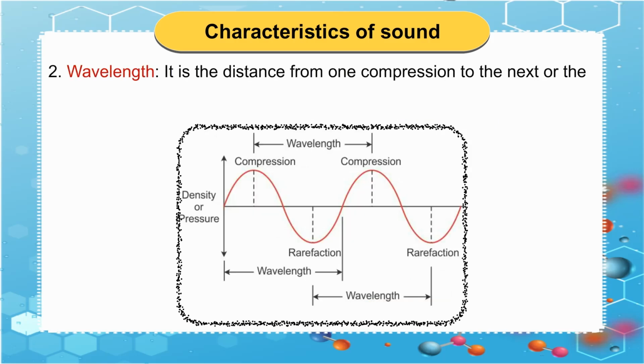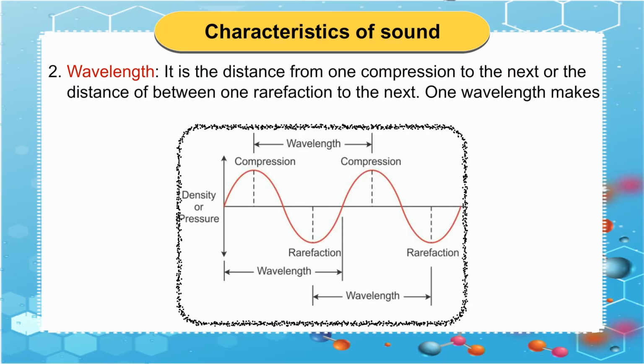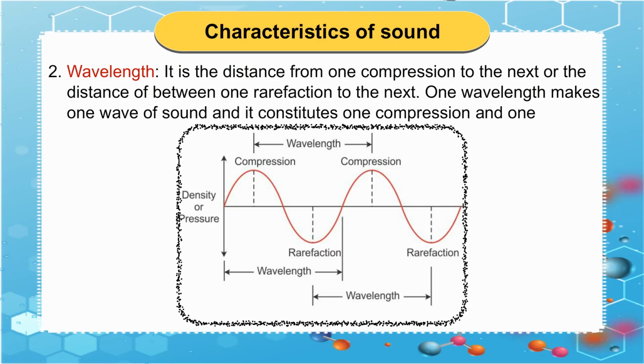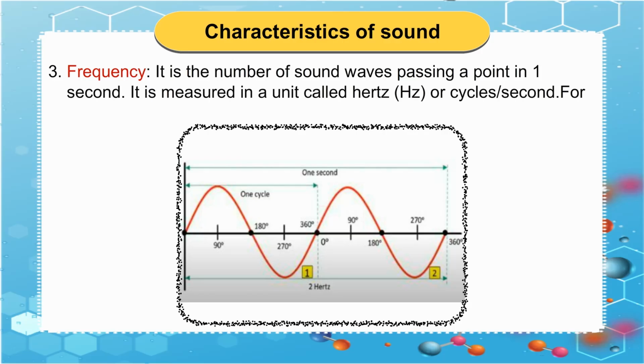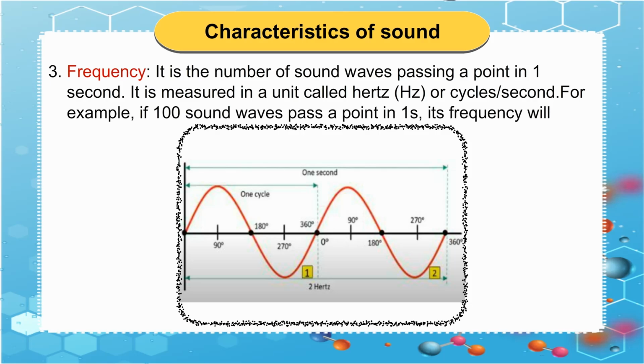2. Wavelength. It is the distance from one compression to the next or the distance between one rarefaction to the next. One wavelength makes one wave of sound and it constitutes one compression and one rarefaction. 3. Frequency. It is the number of sound waves passing a point in 1 second. It is measured in a unit called hertz, or cycles per second. For example, if 100 sound waves pass a point in 1s, its frequency will be 100 hertz.